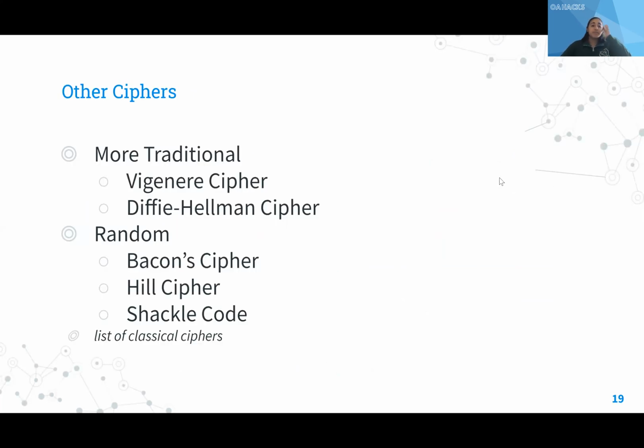But yeah, just to wrap up, some other ciphers that we didn't cover. The more traditional ones that are actually used very often are the Vigenère cipher and the Diffie-Hellman cipher. Those two are used very often in cryptography. Really cool. And then there are hundreds of other ones. There are super random ones like Bacon cipher, Hill cipher, Shackle code. Honestly, if you're interested, you could just search up a list of classical ciphers, and I think Wikipedia has hundreds of different ciphers, and you can go down this rabbit hole from there.